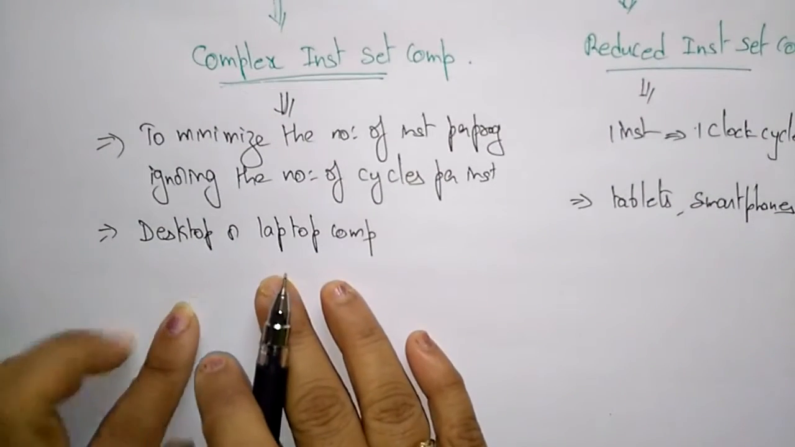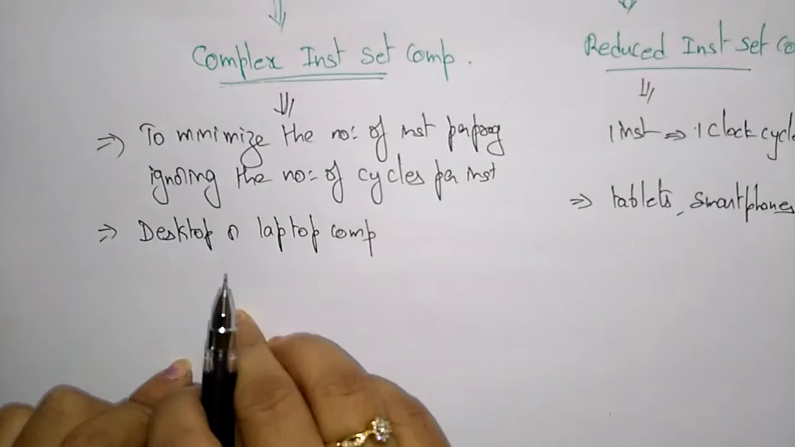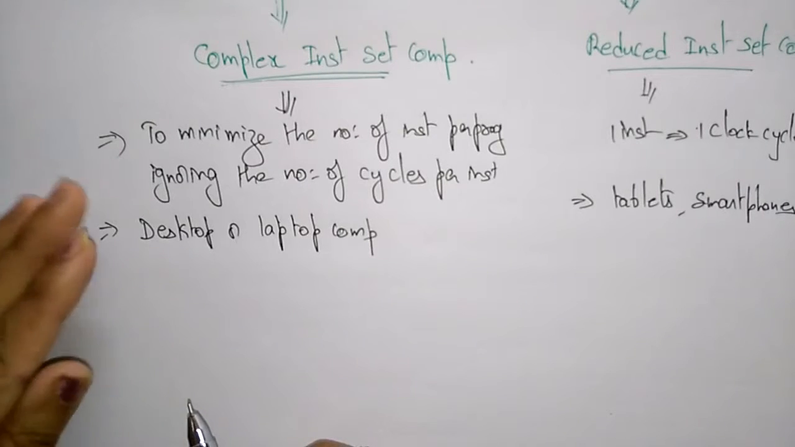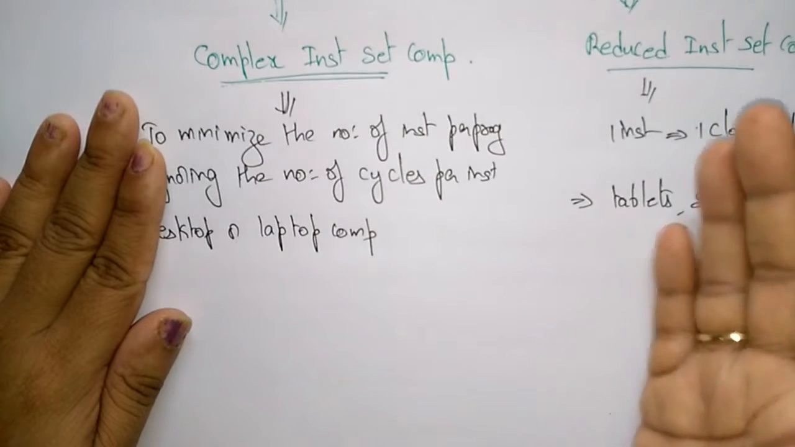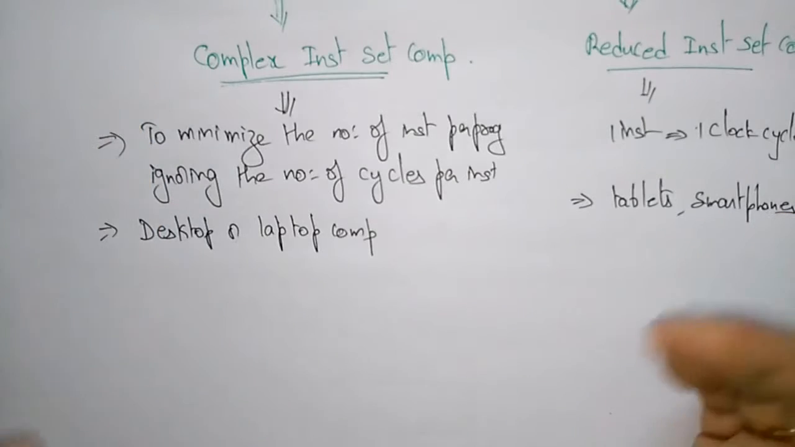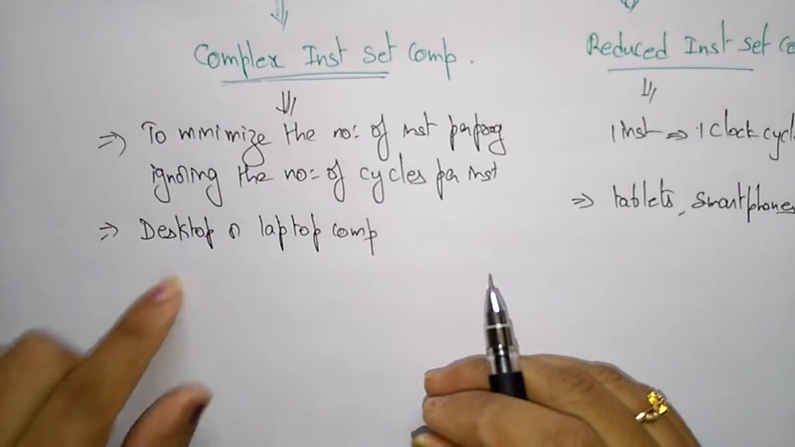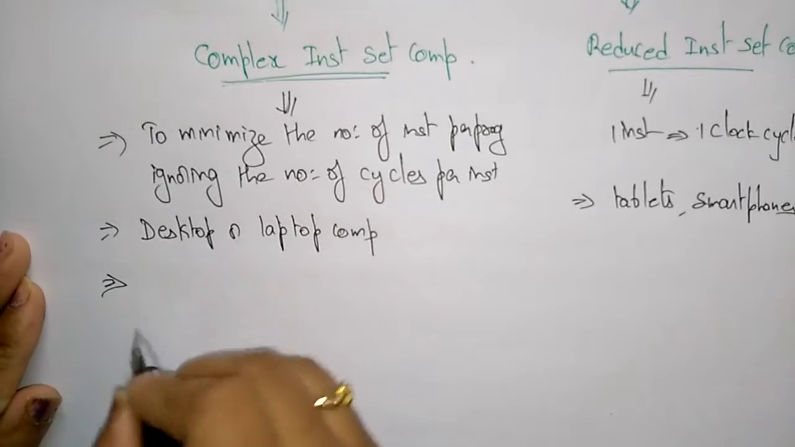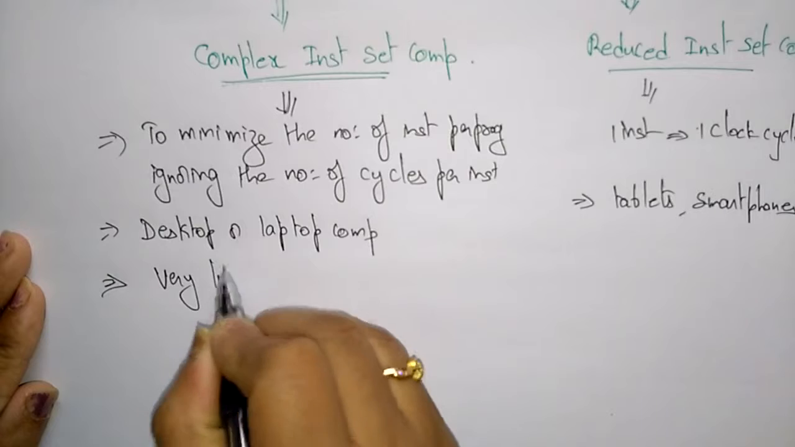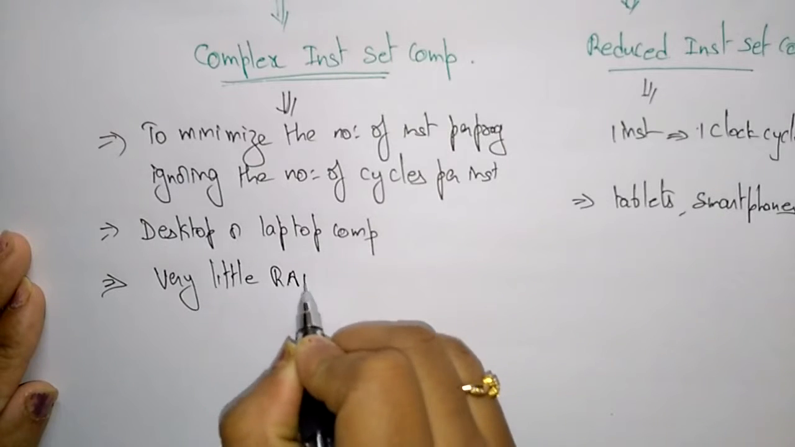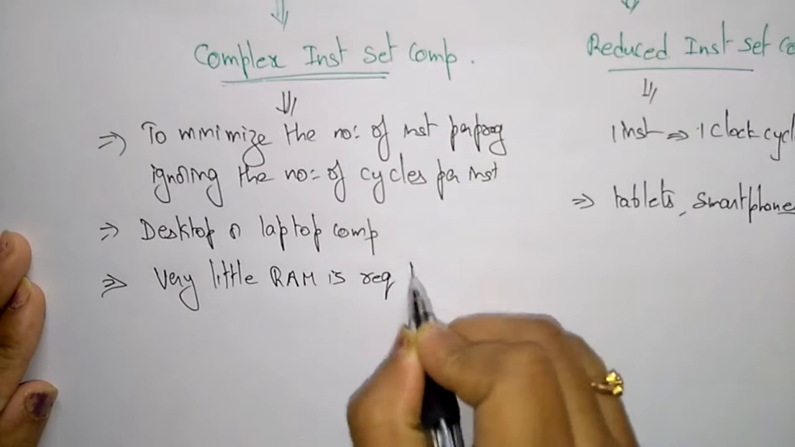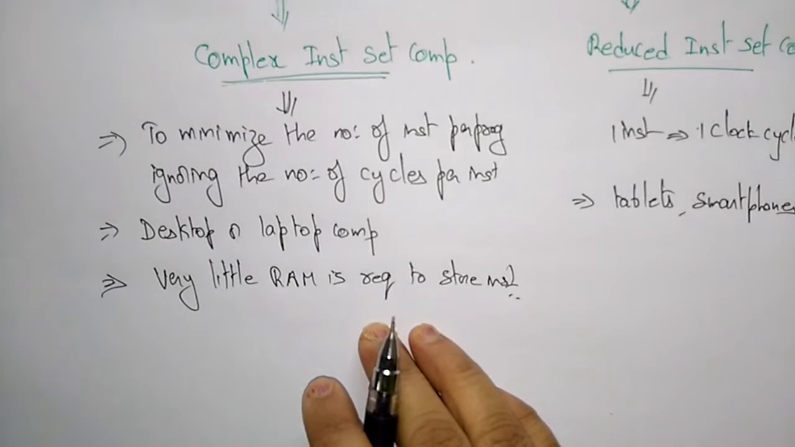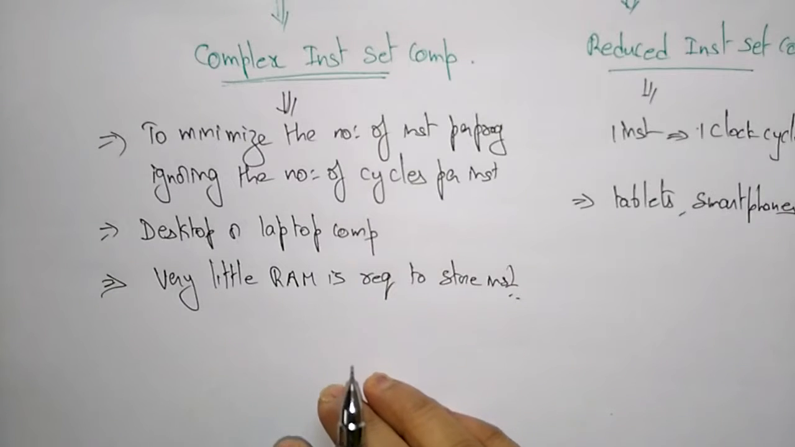Here the compiler has to do very little work to translate the high-level language to machine code, because the length of the code is relatively short in the CISC, whereas in the RISC the length of the code is more. So here the length of the code is relatively short, so very little RAM is required to store instructions. Why does it require only a little RAM? Because here the length of the code is relatively short.